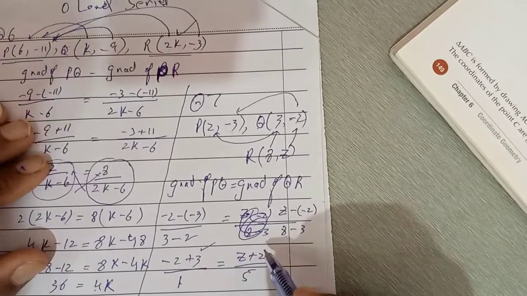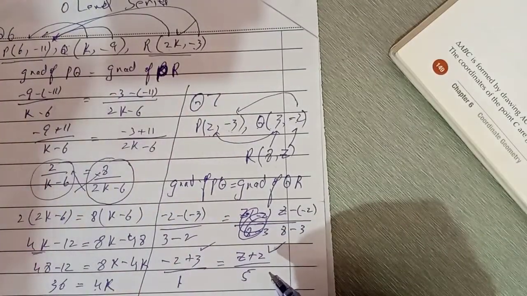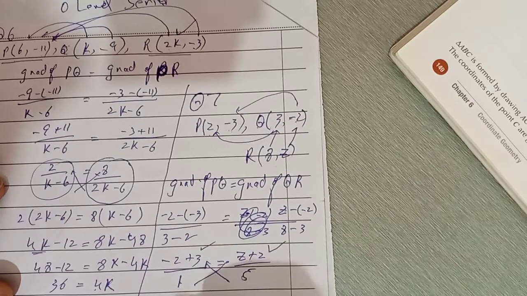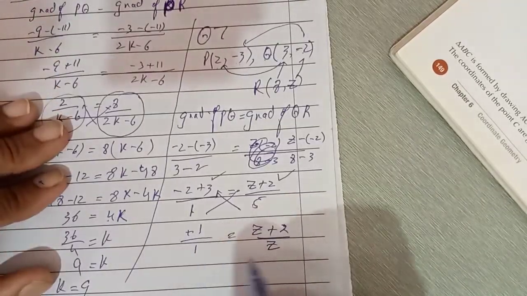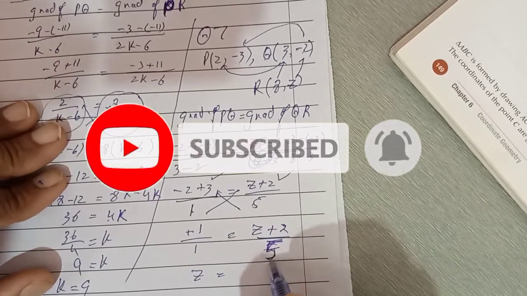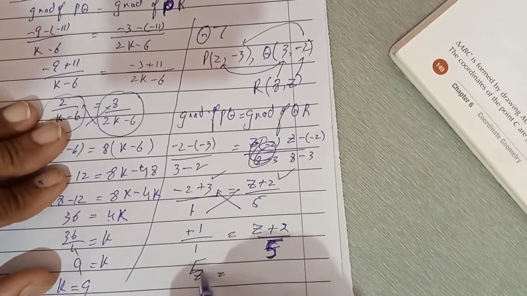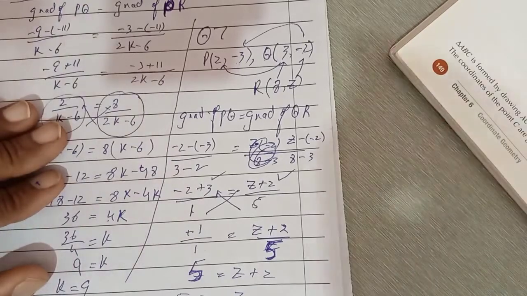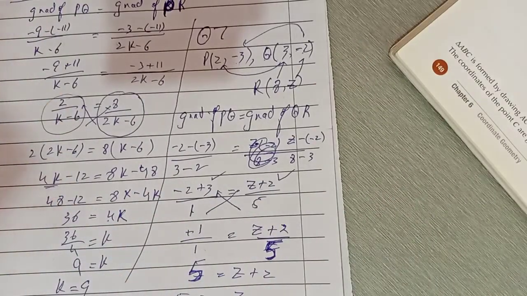Now there is a fraction on the left hand side and there is also a fraction on the right. Do cross multiplication in this way. First I solve it: minus 2 plus 3 is equal to plus 1, over 1. Sorry for that. So do cross multiplication, which is 1 over here. So z plus 2 is multiplied by 1, and 5 is multiplied by 1. Now z plus 2 equals 5, so z is 5 minus 2, which is equal to 3. So you will get the value of z over here as 3.